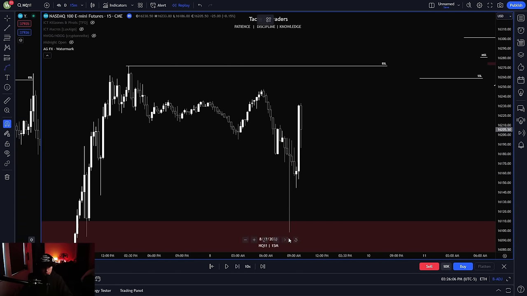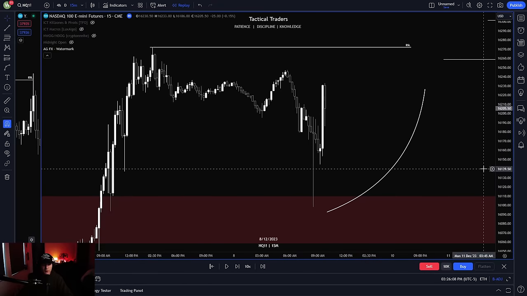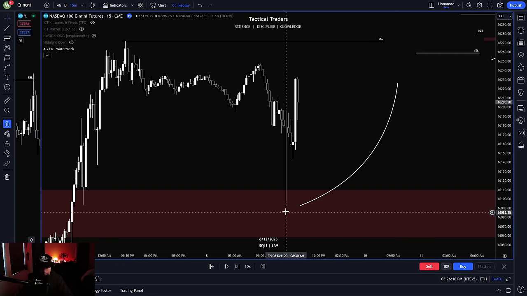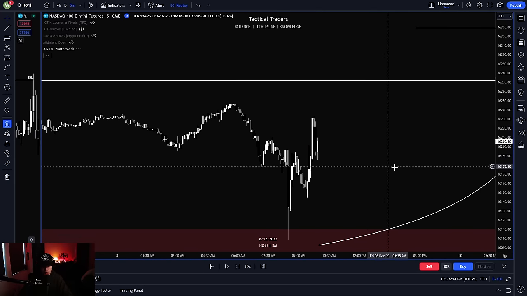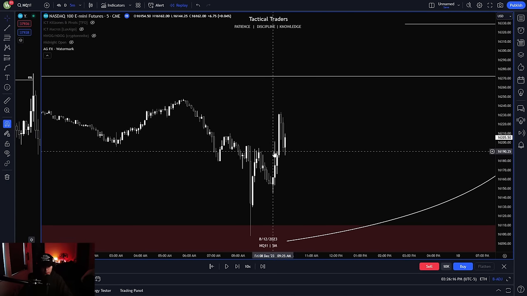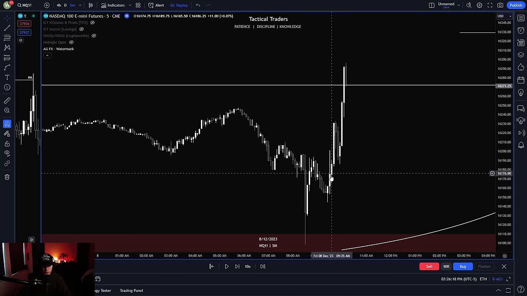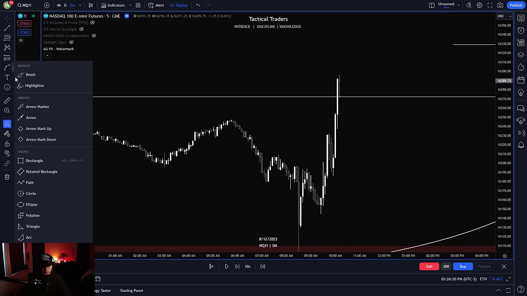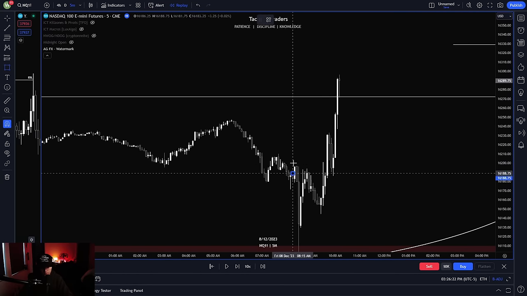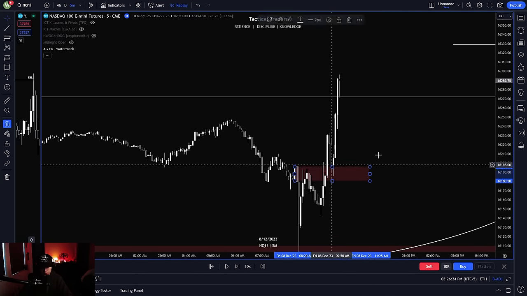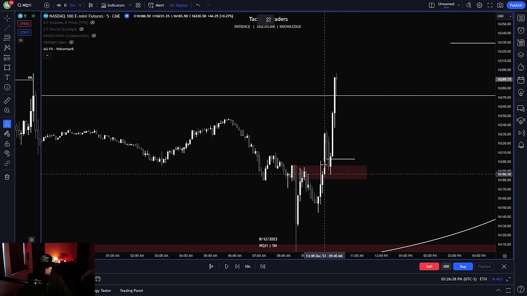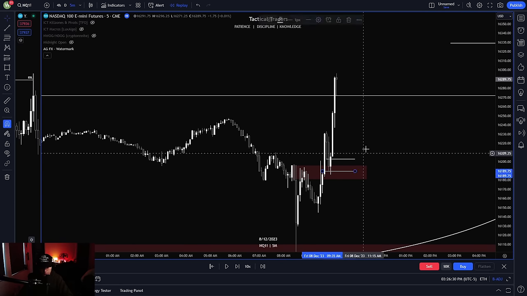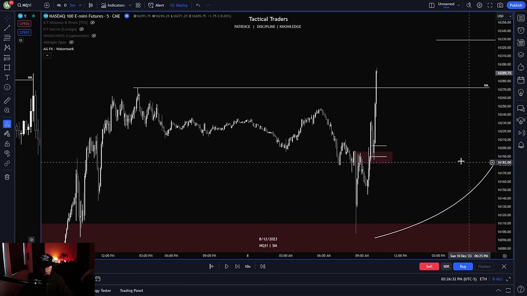Why? The bigger time frame draw is higher. We've rebalanced to the inefficiency. We're getting displacement back to the upside. You can zoom in even more and look for a possible entry. We can have a breaker here. We have a fair value gap. What do you think price is going to do here? Run right to buy side. Unicorn entry, fair value gap, breaker. Buy side of the curve.